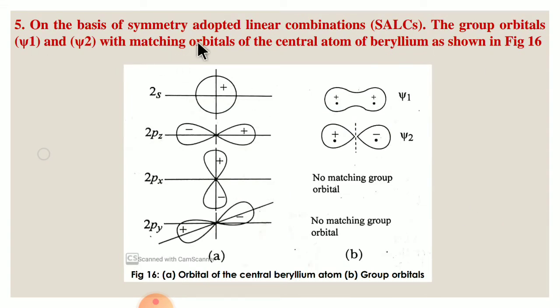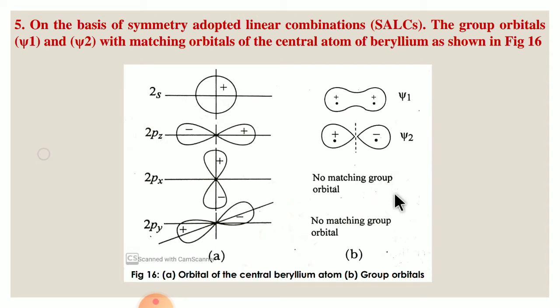On the basis of symmetry adapted linear combinations, the group orbitals Psi1 and Psi2 are matched with orbitals of the central beryllium atom, as shown in figure 16. So this is figure 16. A shows the orbitals of the central beryllium atom. Here are four orbitals, 2s, 2pz, 2px and 2py, and B shows the group orbitals, that means Psi1 and Psi2. These are the ligand group orbitals.